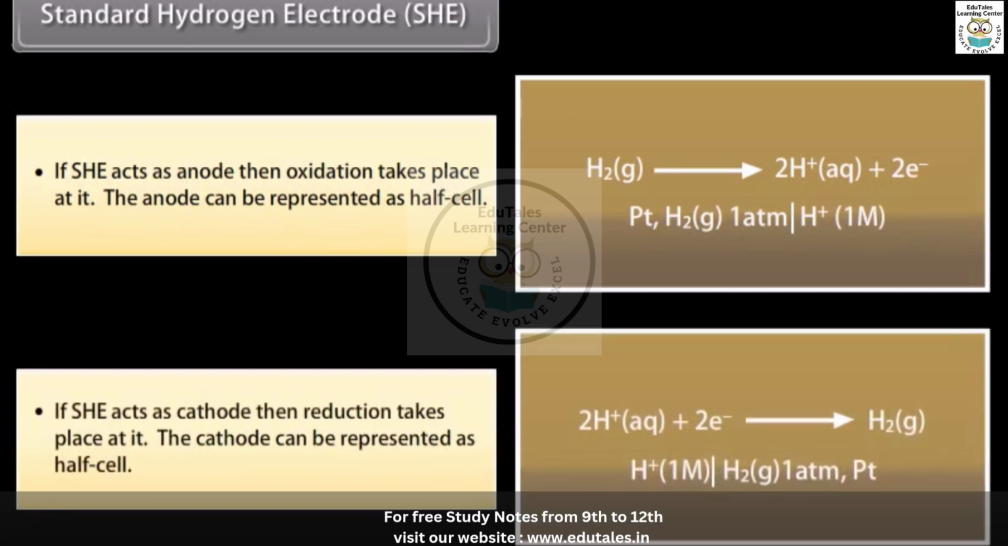If SHE acts as cathode, then reduction takes place at it. The cathode can be represented as half cell. The electrode potential of standard hydrogen electrode is taken as 0.